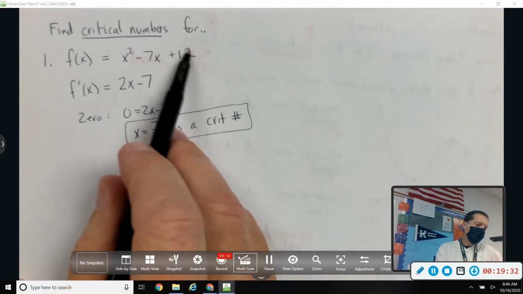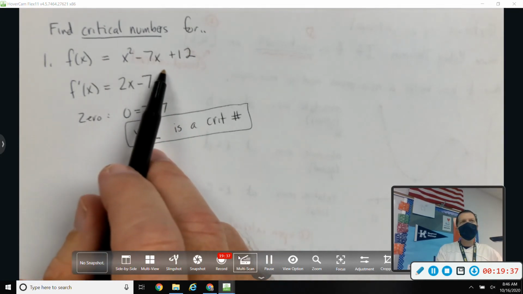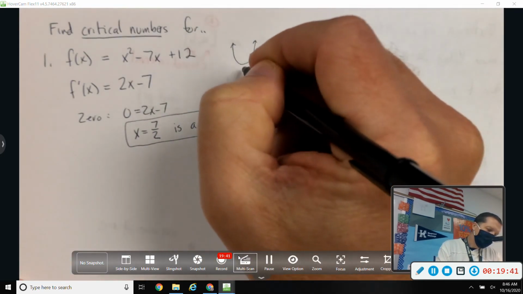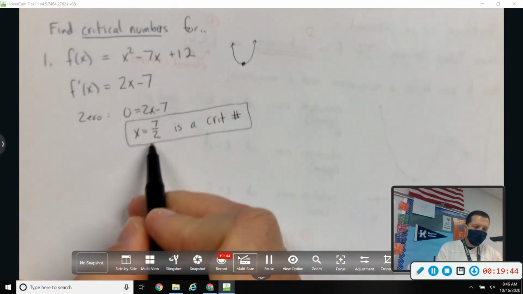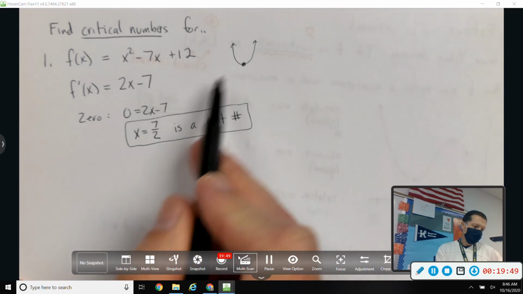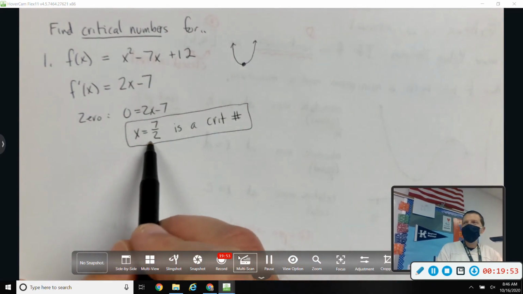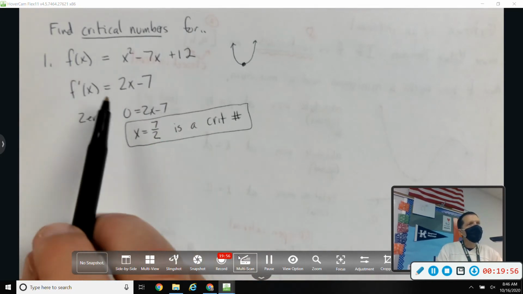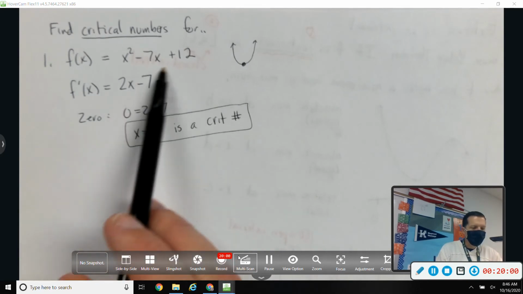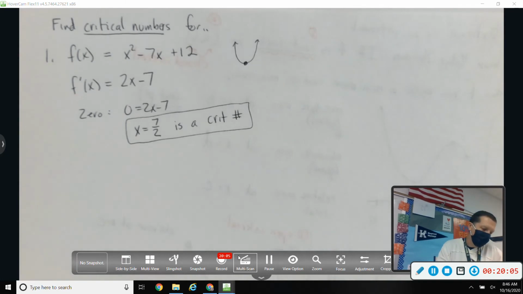By the way, what shape is this thing? x squared. What if I graph that? What's it going to look like? Parabola. I'm guessing x equals 7 halves is where the vertex is. In fact, the old vertex formula, negative b over 2a, that comes from calculus. We don't tell you that in algebra. We just say, here, use negative b over 2a, but it comes from this critical number, minimum, maximum stuff in calculus.